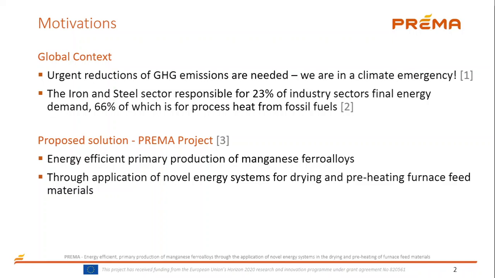There's an urgent need to reduce greenhouse gas emissions. The iron and steel sector is responsible for 23% of industry sector's final energy demand, 66% of which is for process heat currently from fossil fuels. The PRIMA project is investigating the energy-efficient primary production of manganese ferroalloys through the application of novel energy systems for drying and preheating furnace feed materials.